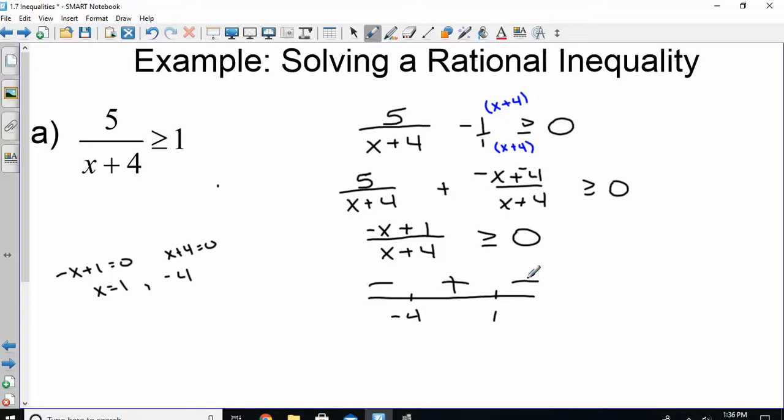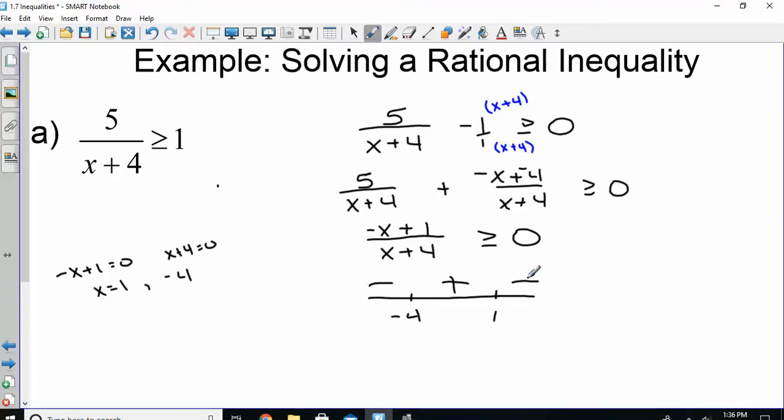Okay, these will not always alternate. Most of the time they will, but if I had like an x-1 squared, then it won't alternate. So you can get 2 positives or 2 negatives in a row.